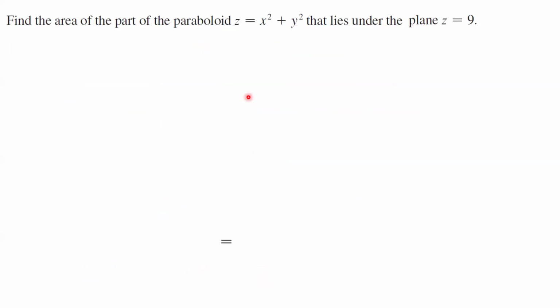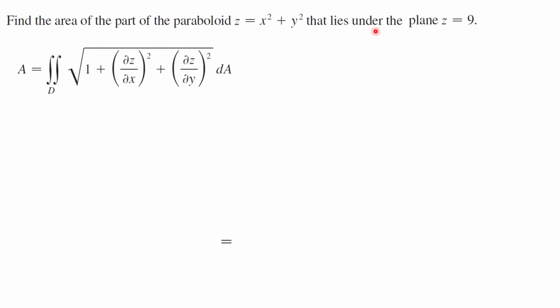So in this question, we are interested in finding the area of the part of the paraboloid z equals x squared plus y squared that lies under the plane z equals 9. Since z is written in terms of x and y, and it's a nice formula, to find this surface area we use A, which is equal to the double integral of the square root of 1 plus the partial derivative of z with respect to x squared plus the partial derivative of z with respect to y squared, dA.